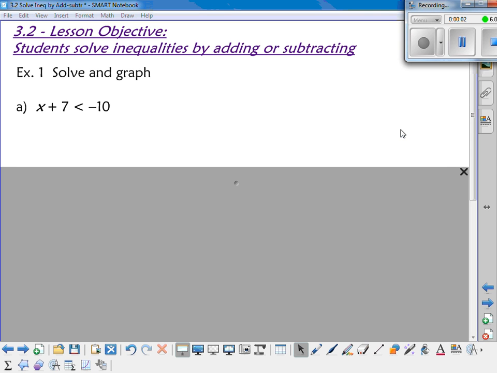The lesson objective for this video: students solve inequalities by adding or subtracting. So let's get right to it. Example 1, we're going to solve and graph on a number line.